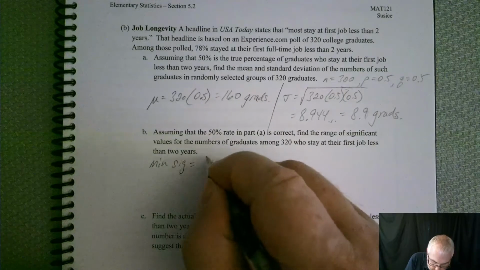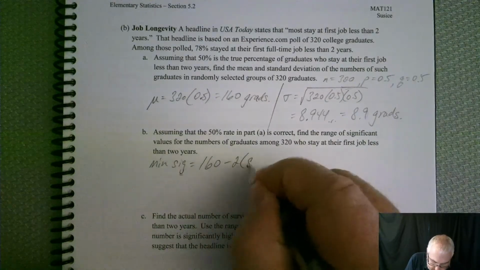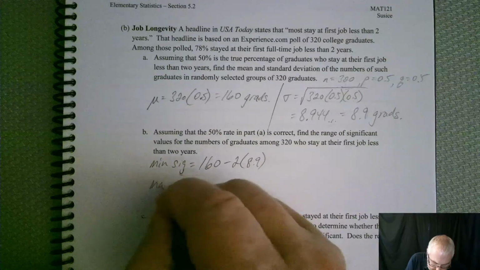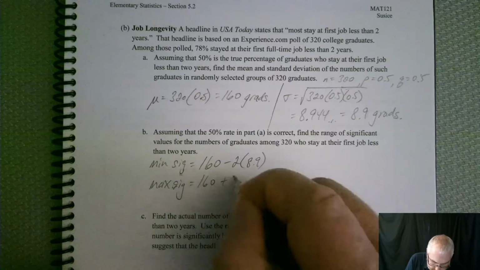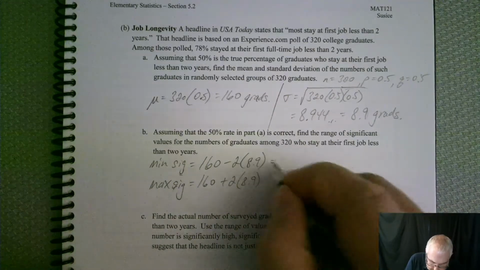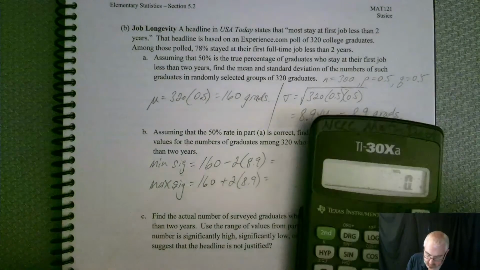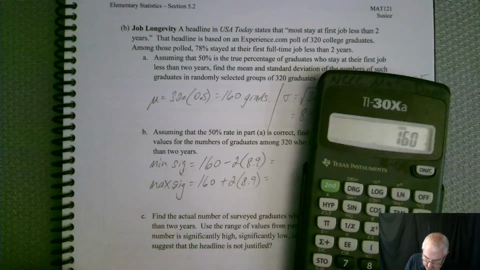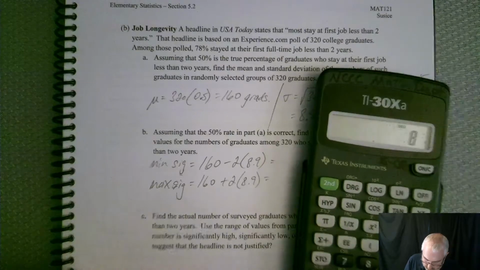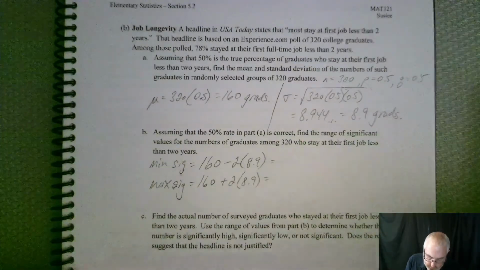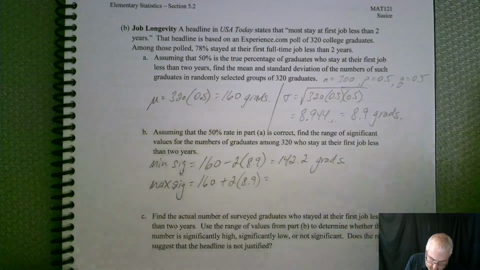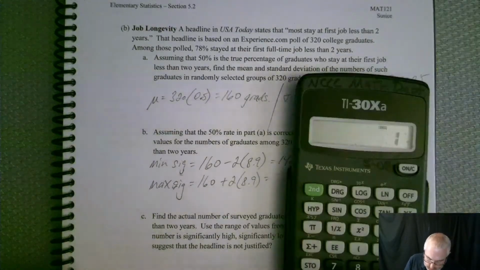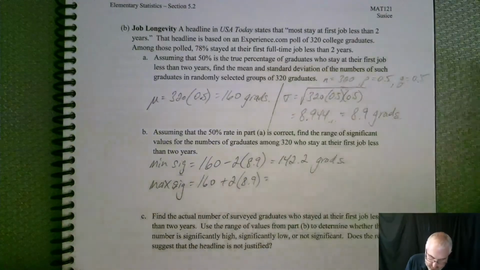is 160 minus 2 times 8.9. I might as well do the max at the same time. So 160 plus 2 times 8.9. And so what do we get for those values? 160 minus 2 times 8.9 equals 142.2 grads. And then 160 plus 2 times 8.9, 177.8.